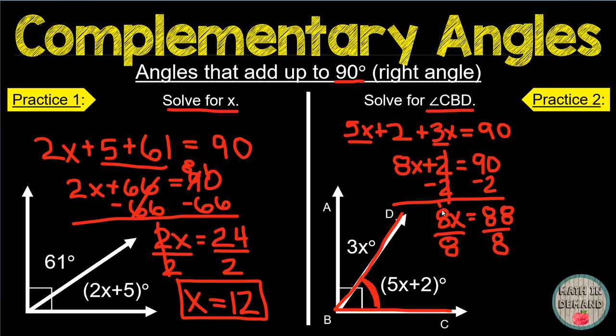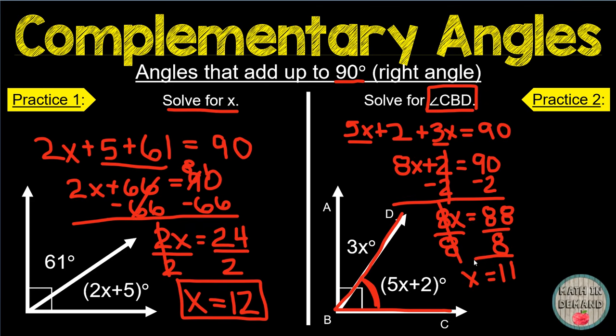And again, 8 divided by 8 is 1, so this cancels. I get 1x, in other words, just x equals 88 divided by 8, which I know is 11. Okay, so I found what x equals, but I can't stop there because that's not what the problem asked me. The problem, again, asked me to solve for angle CBD.